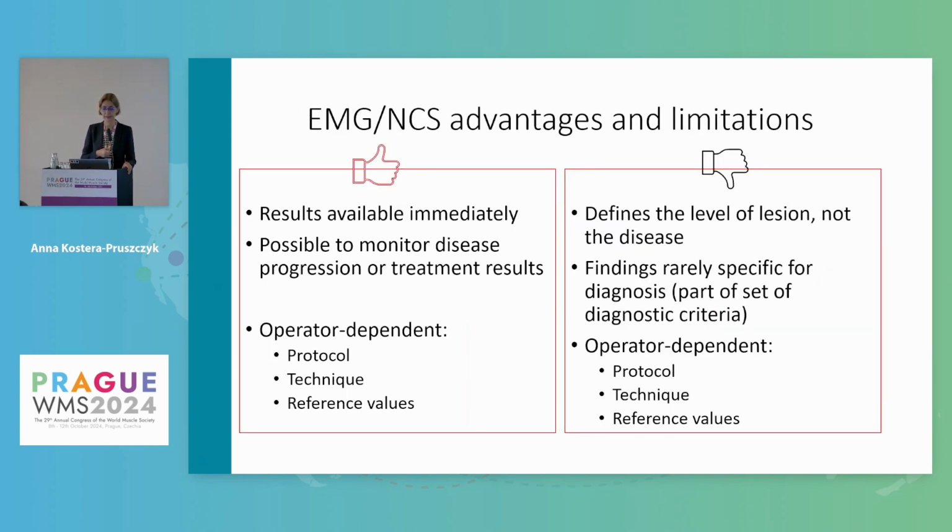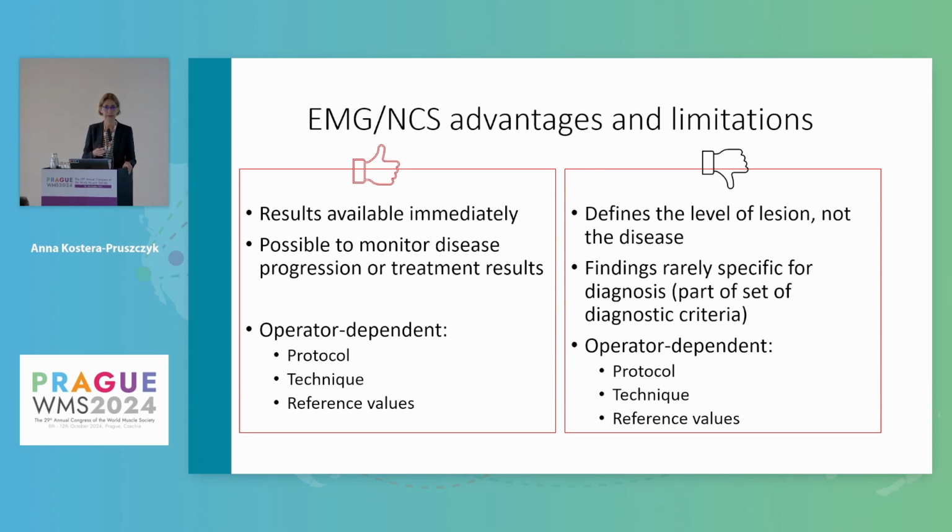What are the advantages and limitations of electrophysiological methods? I think that the most important advantage is that results are available immediately during the test. The patient leaves the examination room, and you can already say, okay, this is peripheral nerve or this is neuromuscular junction. We can also monitor disease progression or treatment results. Not always can it be replaced with imaging methods.